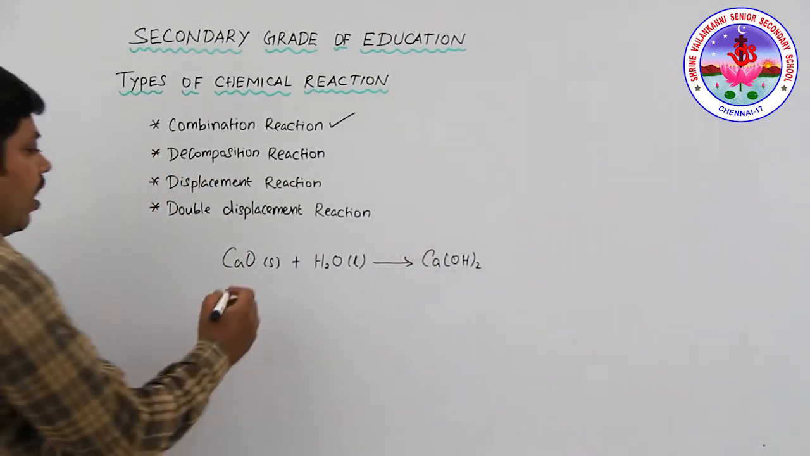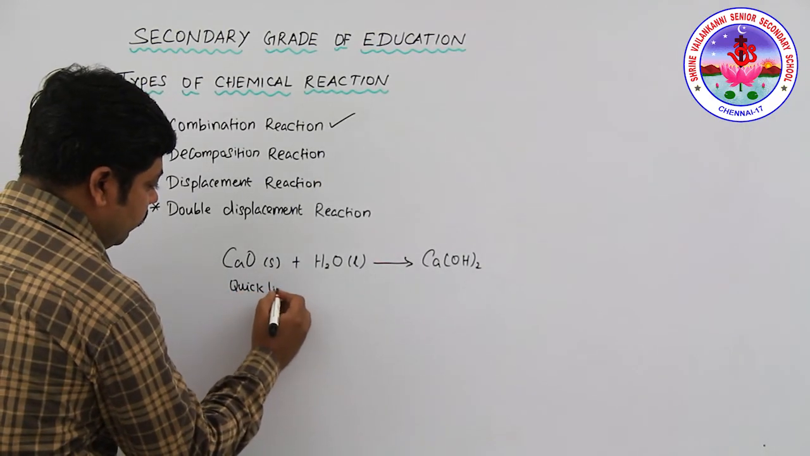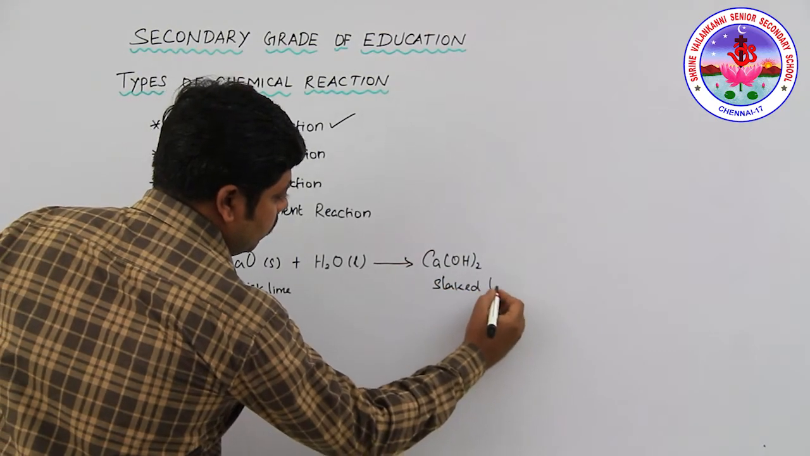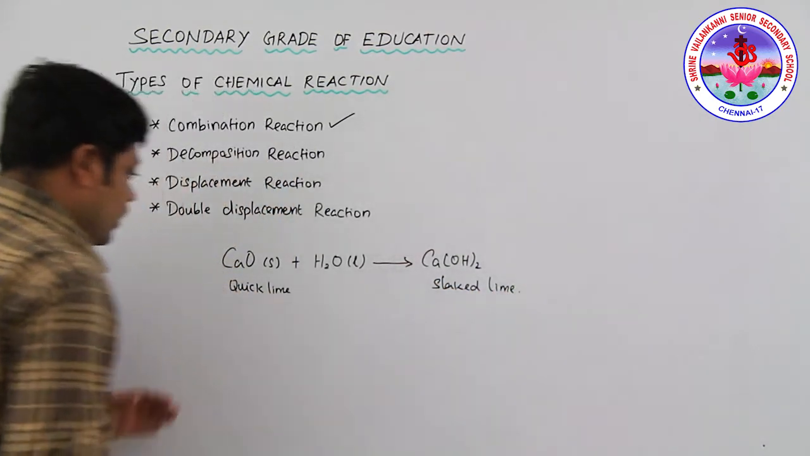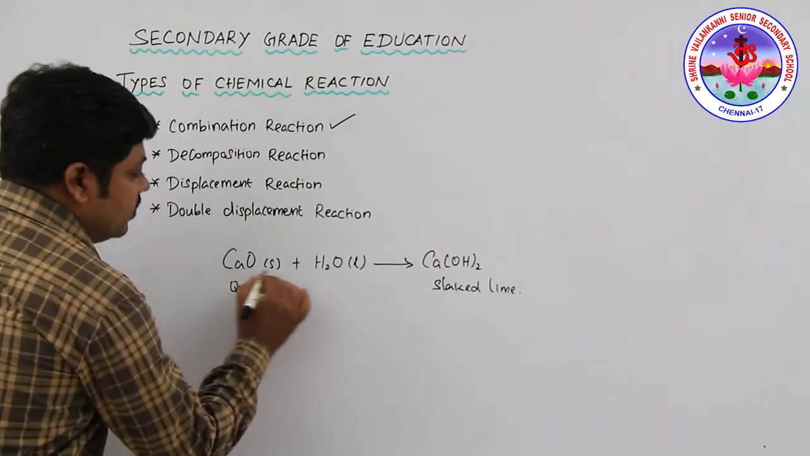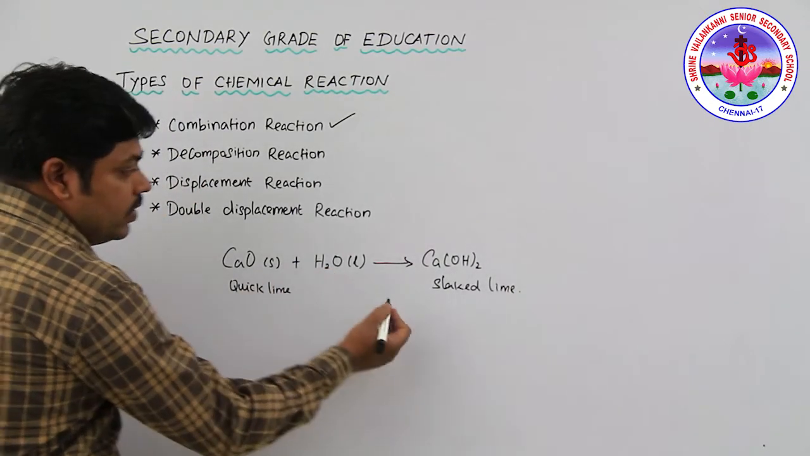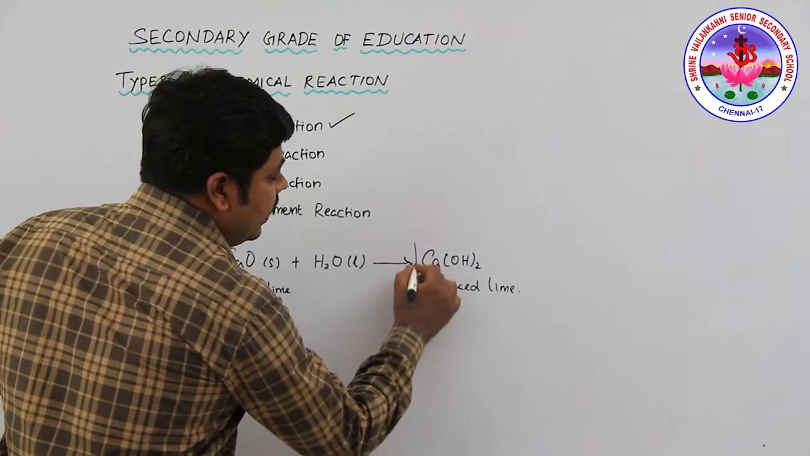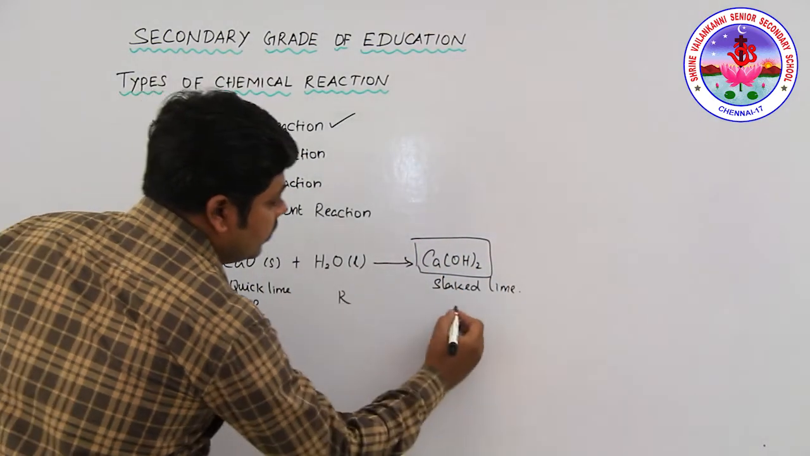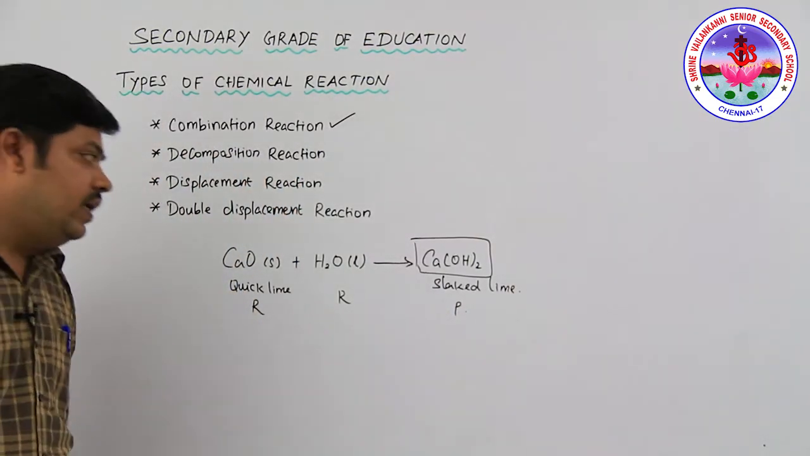Here the calcium oxide, this is quicklime, converts to slaked lime. Here the calcium oxide is one reactant, then water is the other reactant. 2 reactants give a single product. Here only one product. One reactant, another reactant, and it gives only one product. So these are called combination reactions.